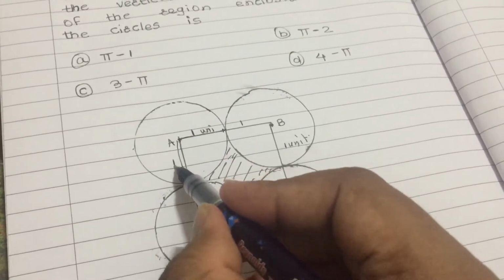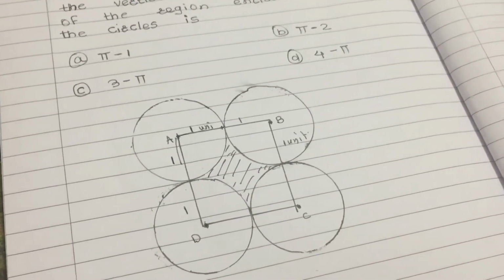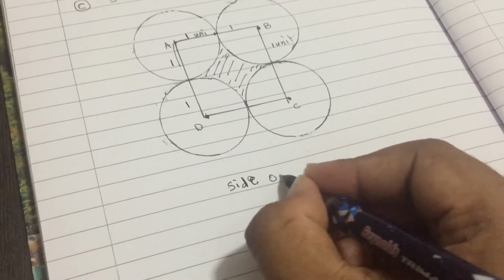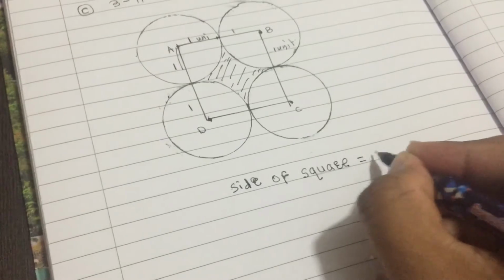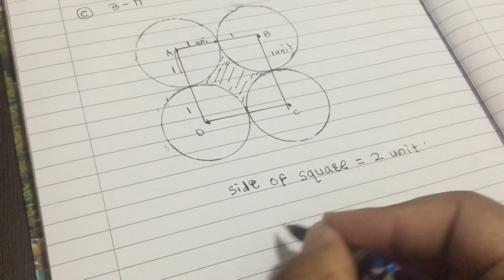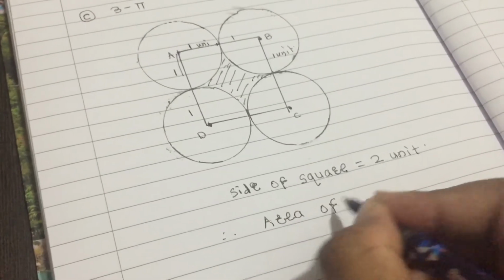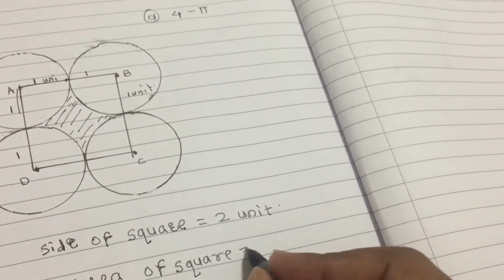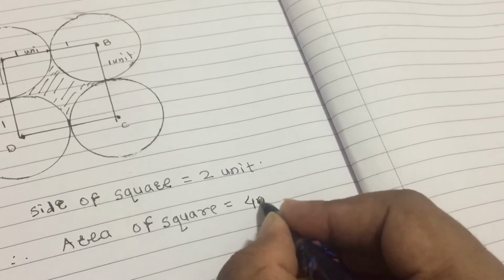Now if the radius is 1 unit, the side of the square will be 2 units. Therefore the area of the square will be side squared, which is 4 square units.